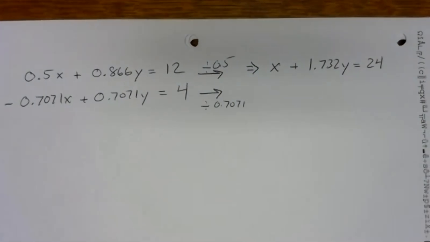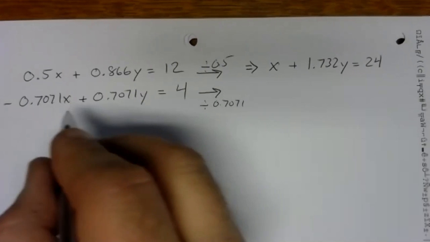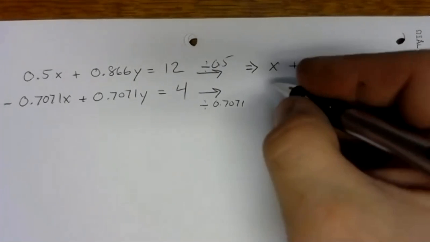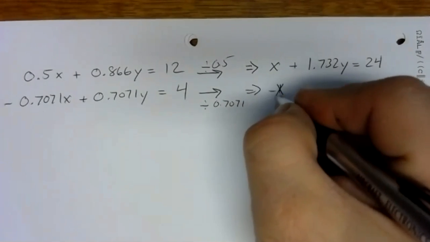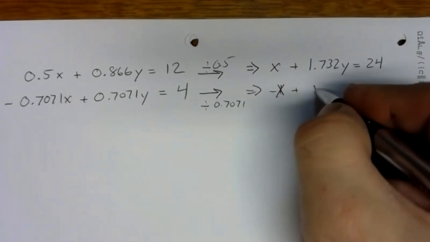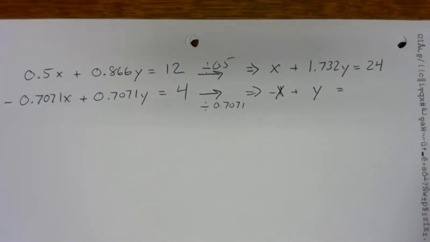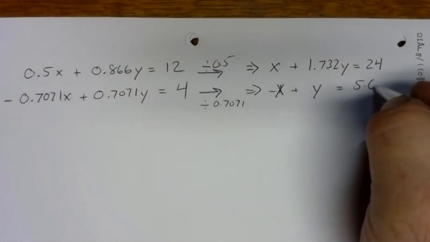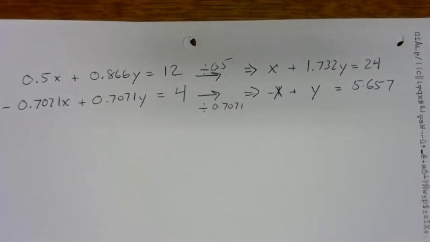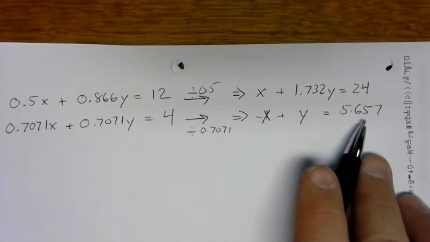Unfortunately, the way I set this one up, we're going to end up with nice coefficients here, but in realistic problems, it won't necessarily come out that way. So dividing the first term by 0.7071, we get negative 1x, or just negative x. Dividing 0.7071y by 0.7071, we just get 1y. Here's some ugliness. We've got 4 divided by 0.7071. That gives us 5.657. So we get an ugly number there, but ugly numbers, we've got to get used to working with them.